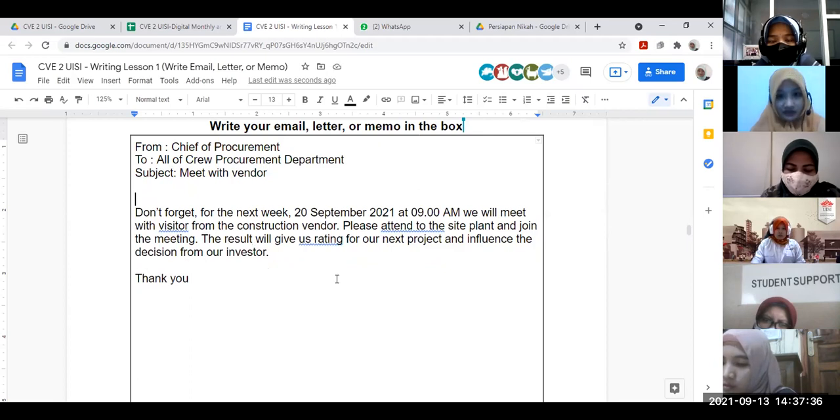So you can write like this. This is quite long, even though it's only one sentence. You can simply shorten it, because the reason for making a memo is to be brief and concise. You can write like this.